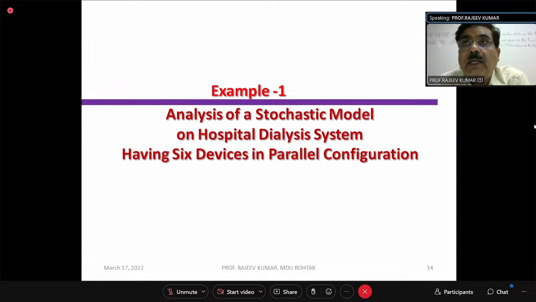Once you observe any medical system or subsystem or biomedical system in a particular hospital, on the basis of whatever we observed, we have developed a model. So I'm considering here a dialysis system having 6 devices in parallel configuration, and one unit, one device, is redundant. So one can say that this is a 6 out of 7 subsystem. We have discussed the different types of redundancies, and this is the kind of redundancy I'm taking here.